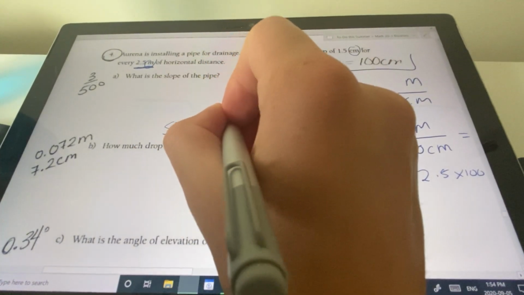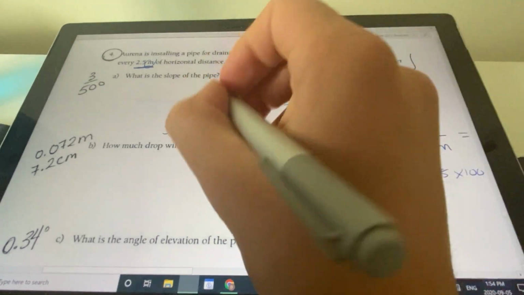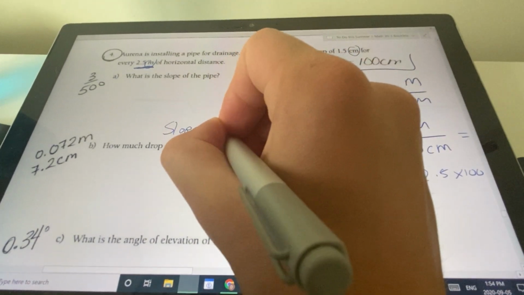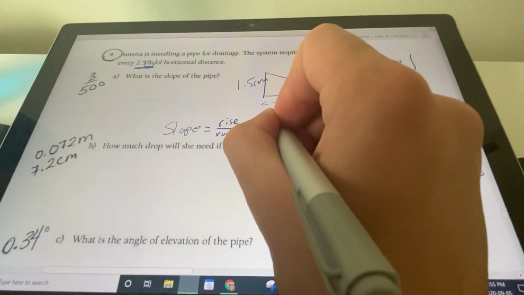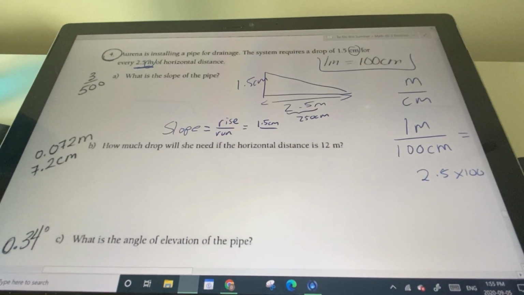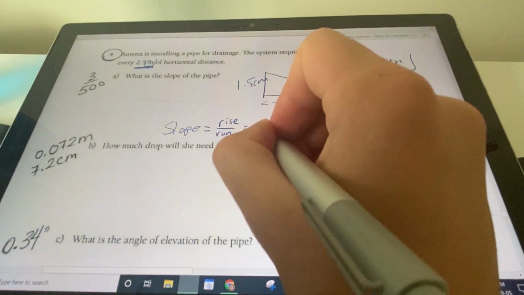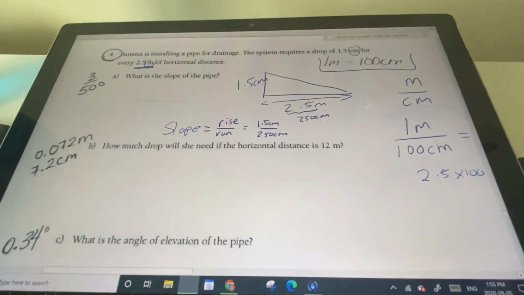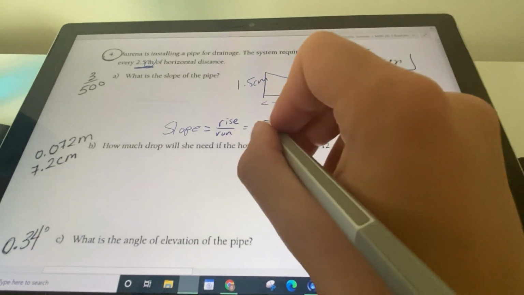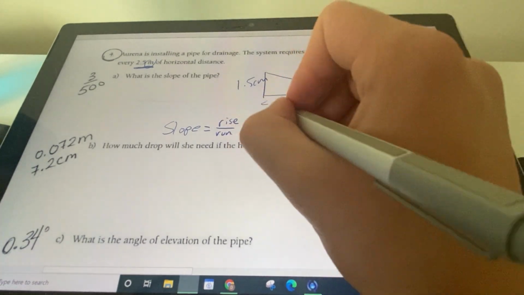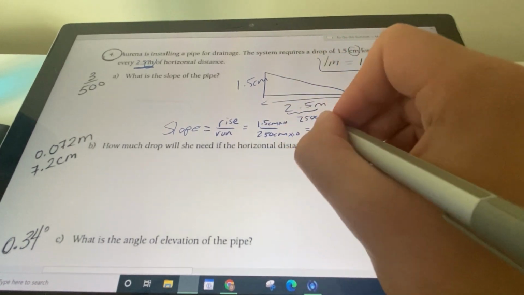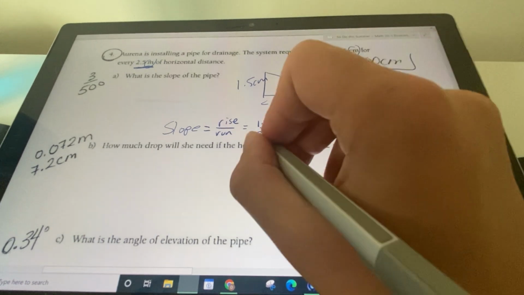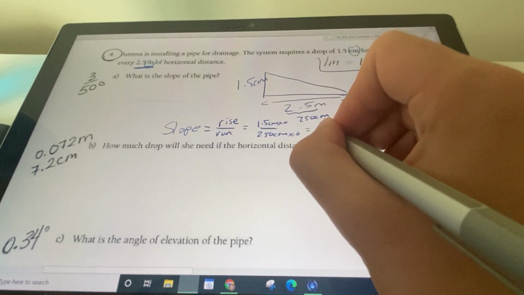I'm going to give myself some room here. So remember, it's rise over run. So my rise is 1.5 centimeters and my run is 250 centimeters. Now that I've plugged it in, I can get rid of the units. And I also recognize there's a decimal here. I'm going to multiply both top and bottom by 10. And that's going to give me 15 over 250 times 10 is 2,500.